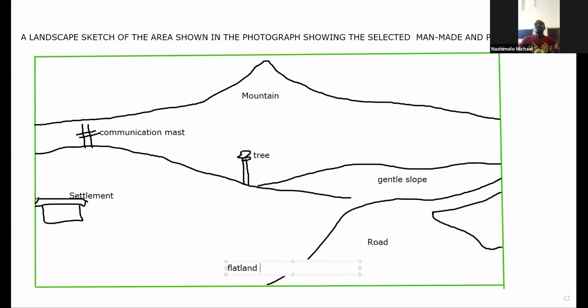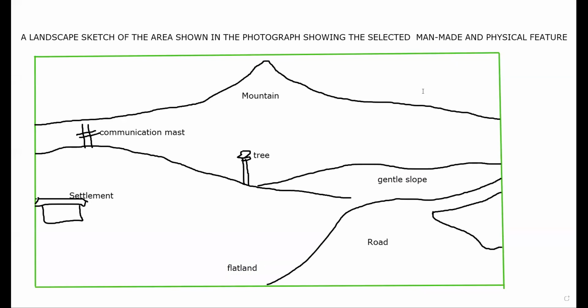So girls, you continue and complete this exercise. But that is now a fully drawn landscape sketch of the area shown in the photograph, showing those features that were asked for. So let us open to the questions.